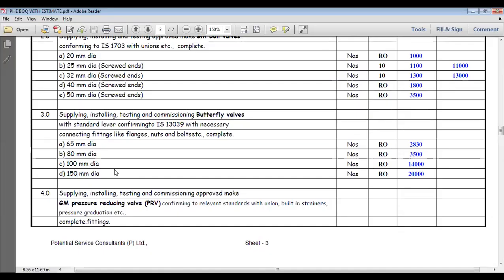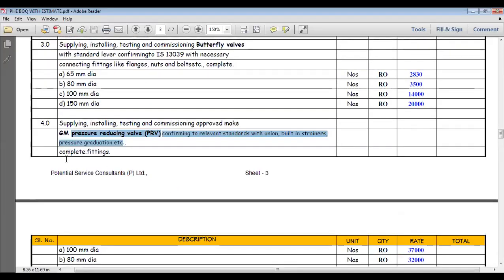Another thing, the pressure reducing valve: supply, installation, testing, and commissioning of approved make gunmetal (GM) pressure reducing valve, conforming to the relevant standard, with union, bolt, stainless steel, pressure gauge, etc. Pressure graduation means regulation. The pressure regulation is a complete fitting.